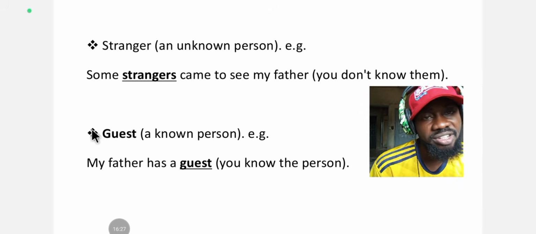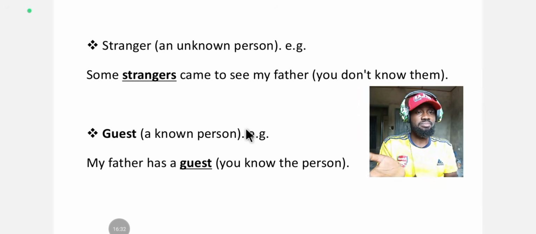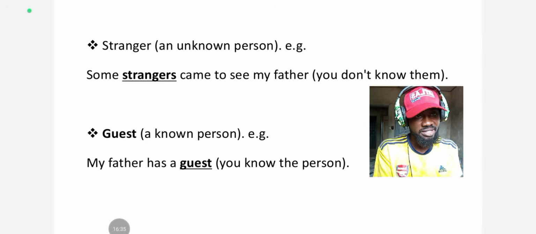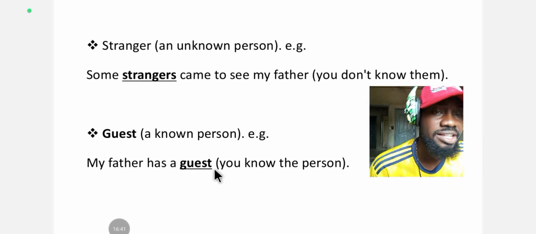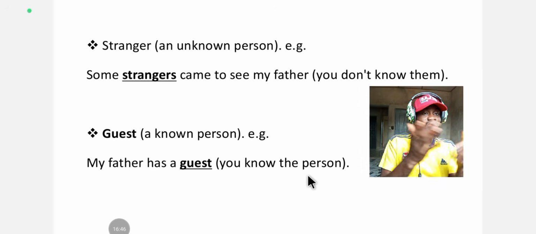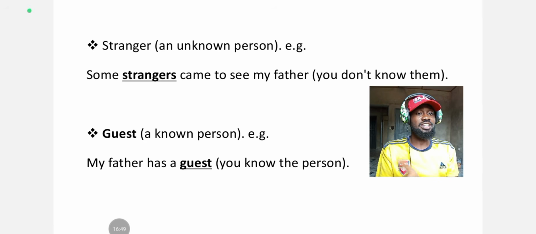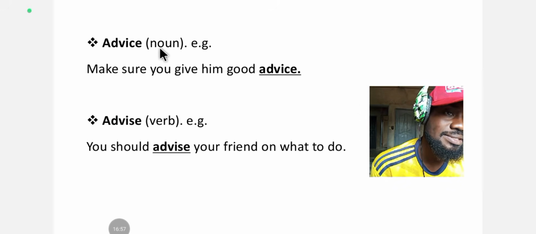Then the opposite of this stranger is guest. What is the meaning of guest? It means a known person. You are expecting them. They are guests. You know them. For example, let's use it in a sentence. My father has a guest. You know the person, so you can't use stranger for them. You are expecting them, so they are guests. They are not strangers.